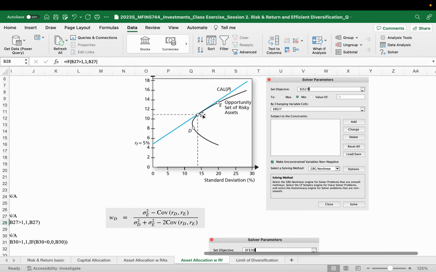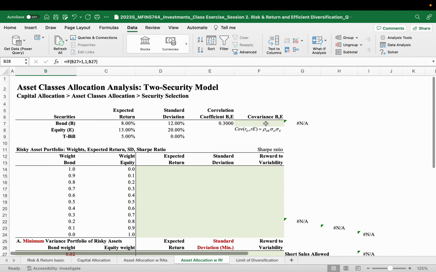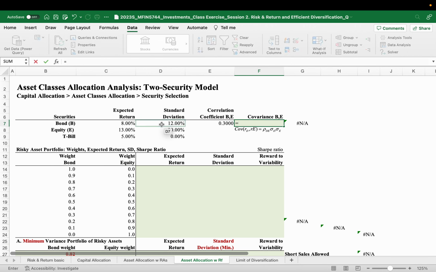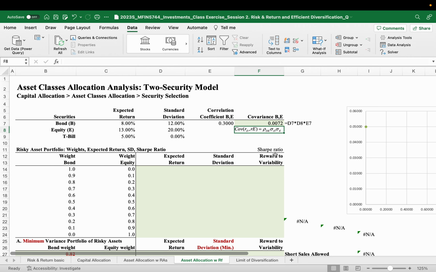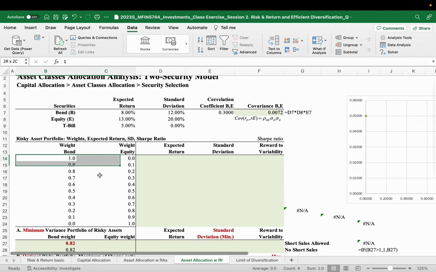This point satisfies the capital asset allocation line. So here, first we need to get the covariance. Only one case of the correlation coefficient. How do we calculate covariance? It's just the combination of the standard deviation of the risky assets times the correlation coefficient. Okay, that is covariance. Now here we also have the same, right?